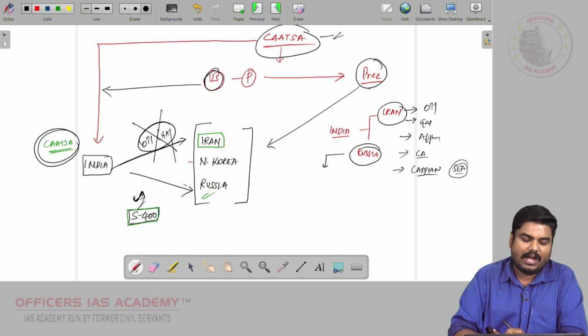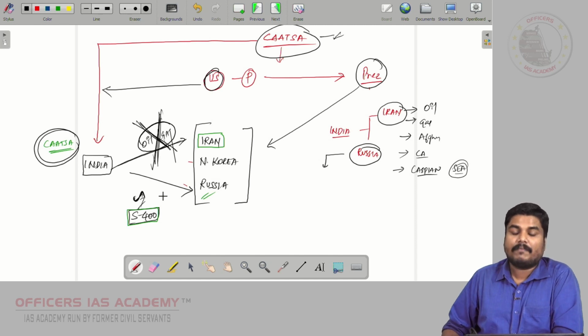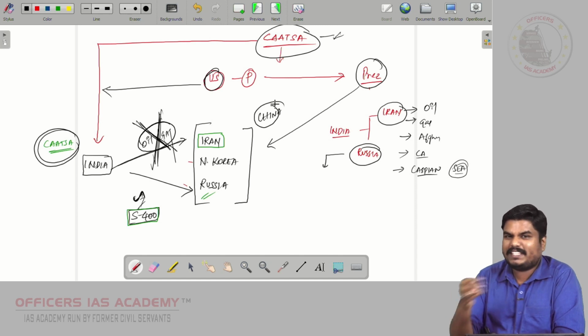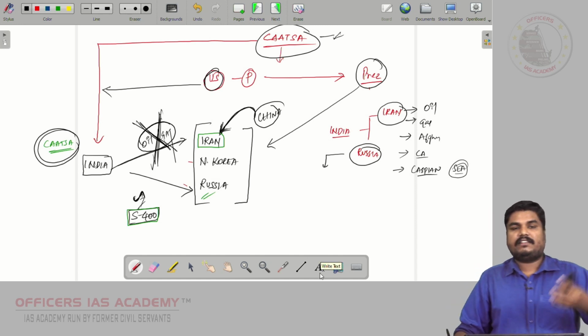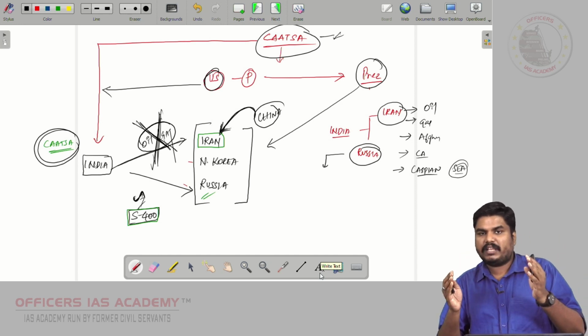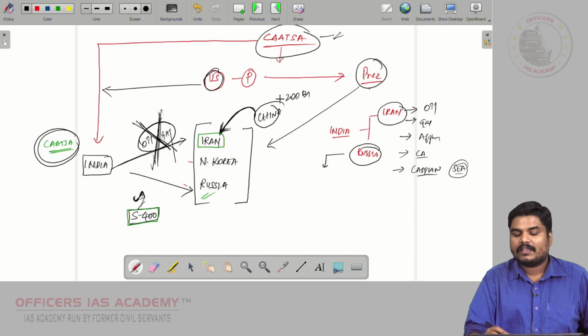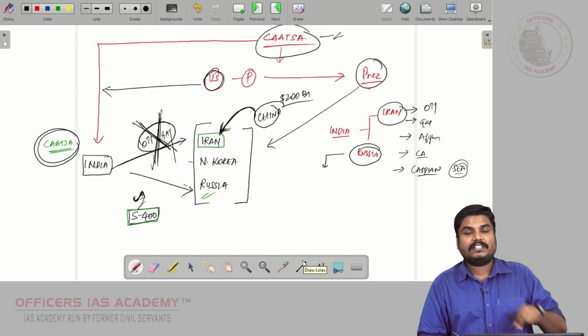So, India stopped buying oil from Iran. That is why now China is becoming closer. Now, China wants to seize that opportunity. China is becoming so close with Iran. China recently said they have a long-term investment plan in Iran. $200 billion worth of investment China has planned to invest in Iran. We are losing Iran today because of this CAATSA.